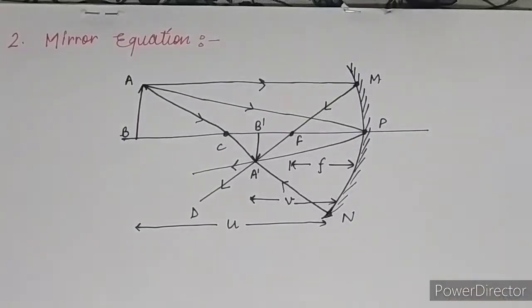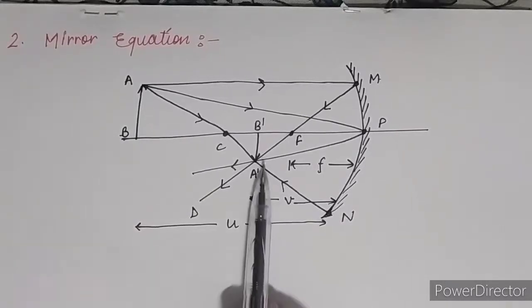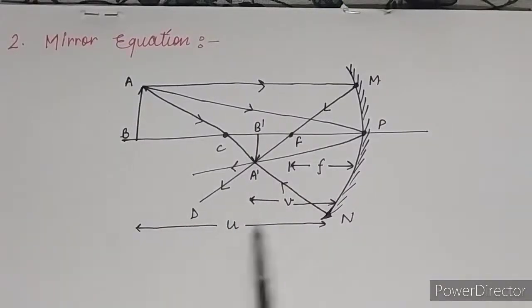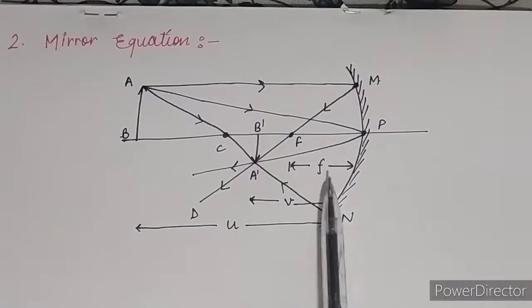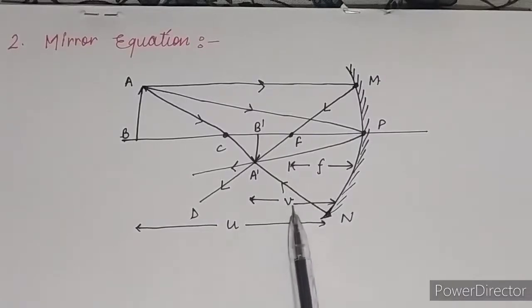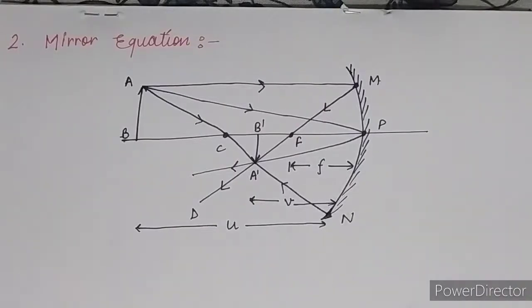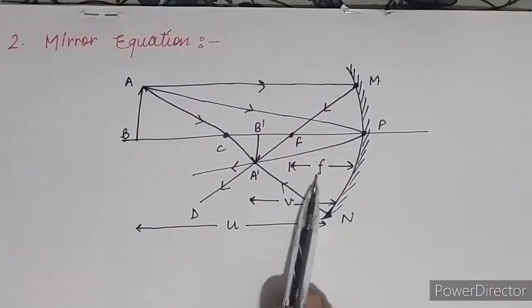Labeling must be given there, because in the derivation it will help you out. Okay, clear? Now I am not writing the theory, beta, because it is the same thing. You write your theory in your own language: A dash B dash is the real image of the object, and U, V and F are the object distance, image distance and the focal length. Now we have to find the relation between U, V and F.